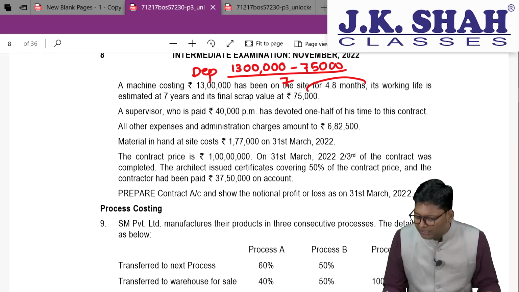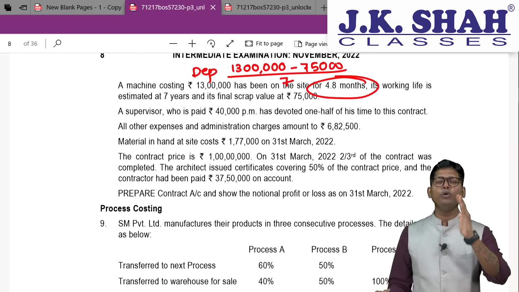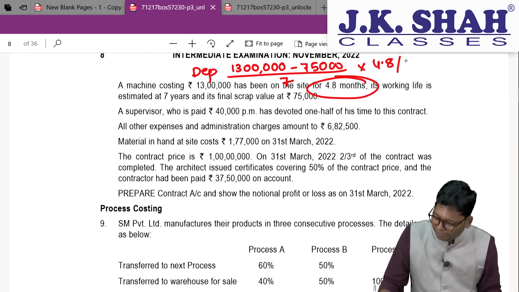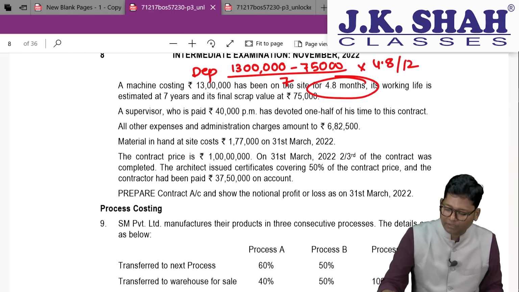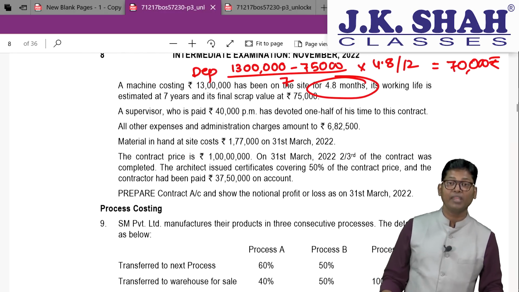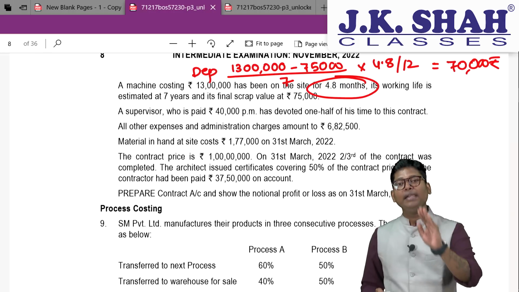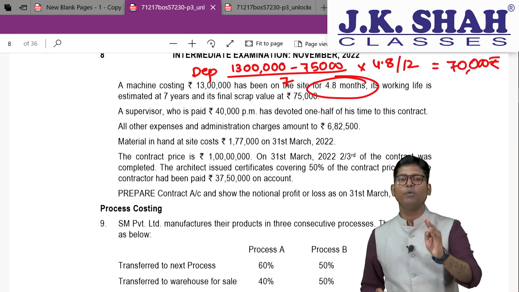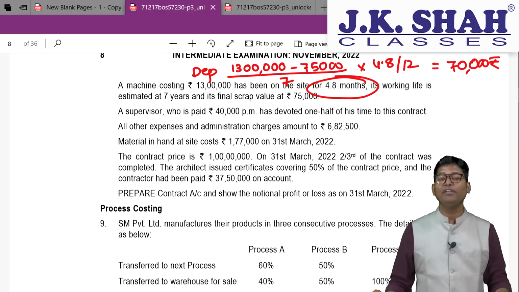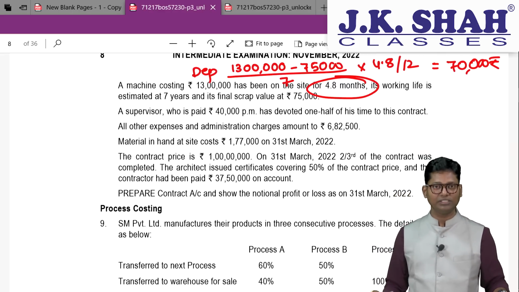Have you used the machine for the entire year? No, the machine has been used on site only for 4.8 months. So multiply by 4.8 divided by 12 in the further calculation, and in this case 70,000 rupees will be the amount of depreciation. In case, guys, 4.8 months is not mentioned in the question, you should consider 9 months' depreciation, because the contract period which is covered here is 9 months.